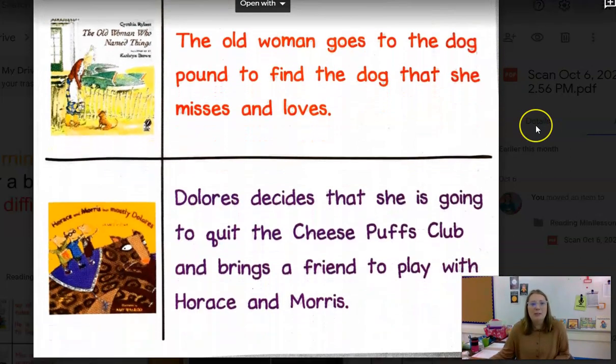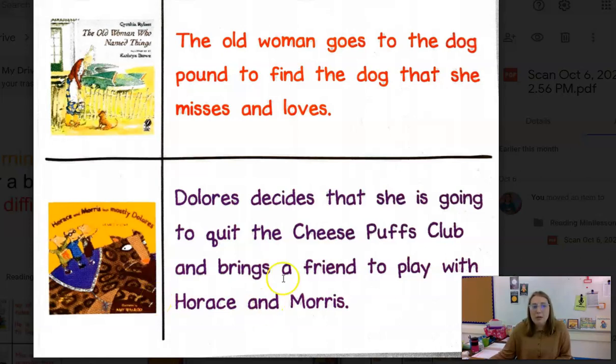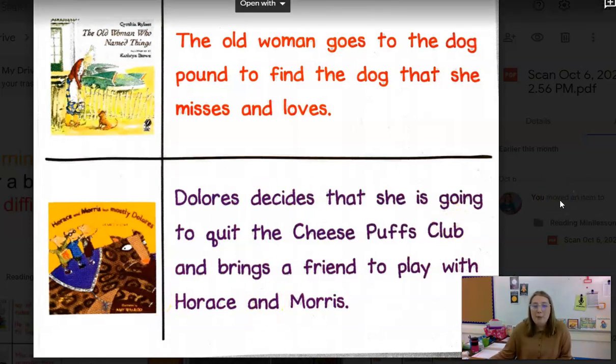And last but not least, we're going to take a look at Horace and Morris, but mostly Dolores, which is a silly story about three mice who are best friends. And so in this story, you can see here written in purple, the high point or the climax is when Dolores, the girl mouse, decides that she's going to quit the Cheese Puffs Club and bring a friend to play with Horace and Morris. So she brings a friend from the Cheese Puffs Club to play with Horace and Morris. So let's take a little more of a look at this story, Horace and Morris, but mostly Dolores.